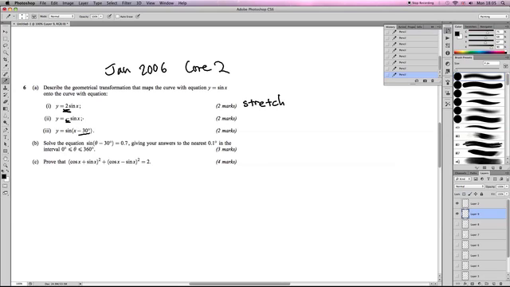This bit here, minus, it's not going to be a stretch again. It's a reflection. So writing reflection gives you a mark. Anything with a minus sign in it is a reflection. And you spell reflection. There we are.